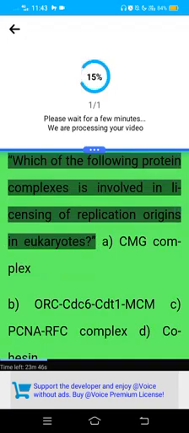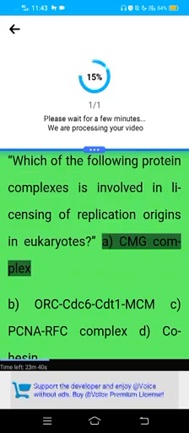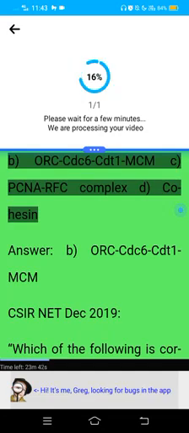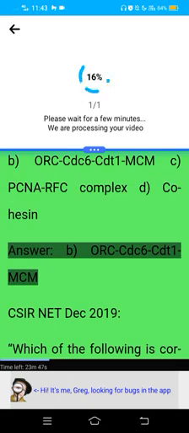CSIR-NET June 2020. Which of the following protein complexes is involved in licensing of replication origins in eukaryotes? A. CMG complex. B. ORC, CDC6, CDT1, MCM. C. PCNA, RFC complex. D. Cohesin. Answer: B. ORC, CDC6, CDT1, MCM.